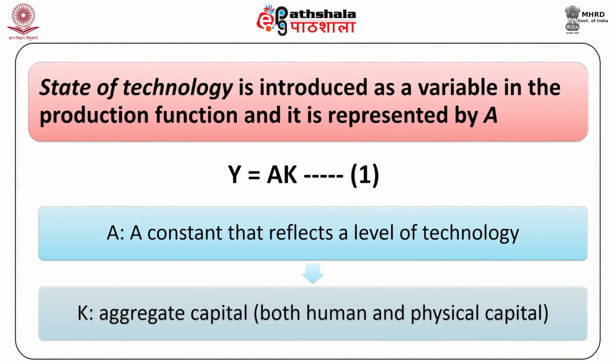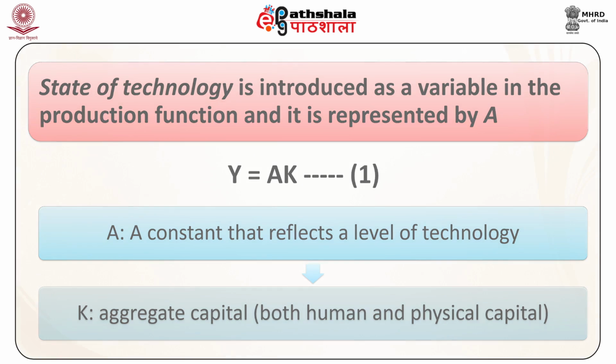The state of technology is introduced as a variable in the production function and it is represented by capital A. This technological parameter essentially tells us how much output can be produced using a given quantity of capital and labor. Therefore, the production function for this model is defined as Y = AK, which is function 1, where A is a constant that reflects the level of technology and K is aggregate capital, both human and physical capital.